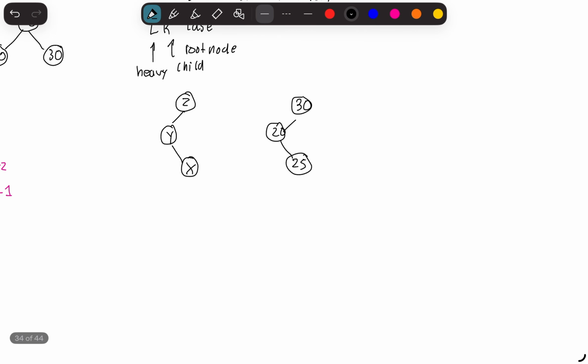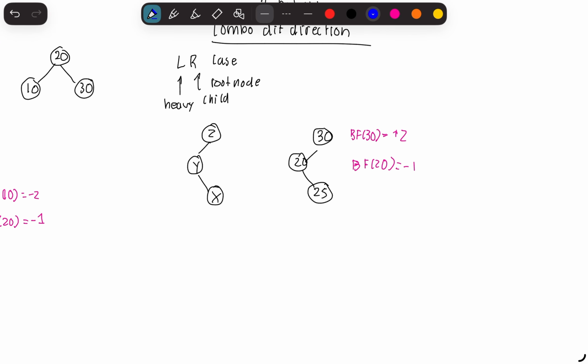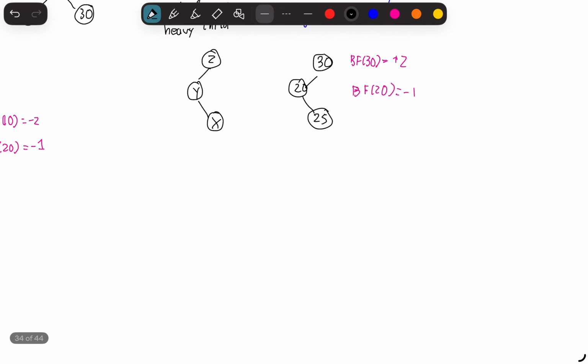Now we're going to calculate our balance factors. The balance factor of node 30 is equal to +2. The balance factor of our node 20 is equal to -1. So we're going to have to perform 2 rotations in this case. First, you're going to do a left rotation for y, and then you're going to do a right rotate of z.